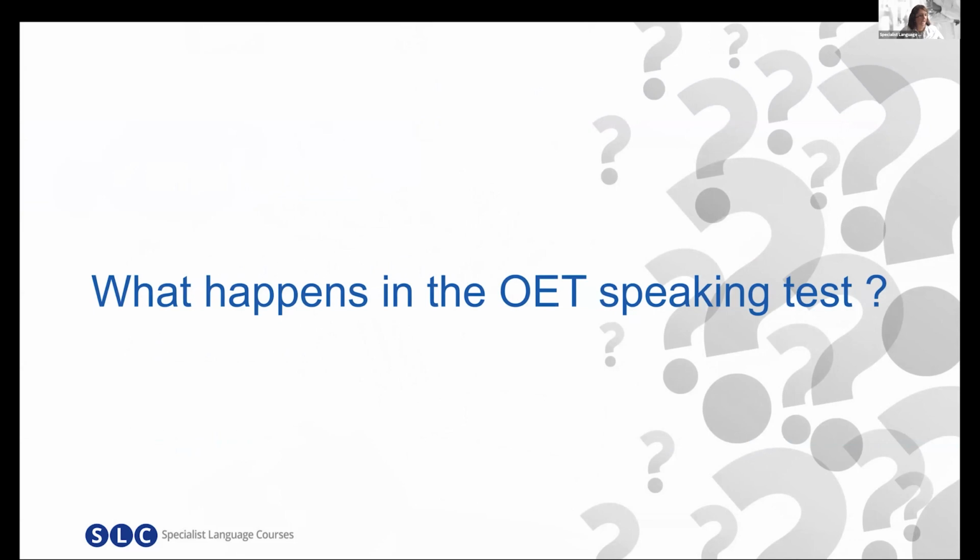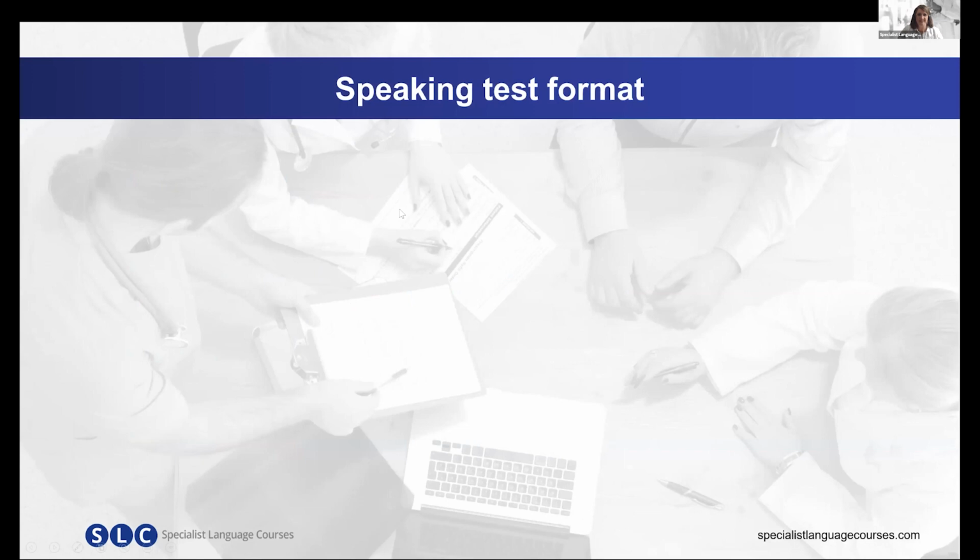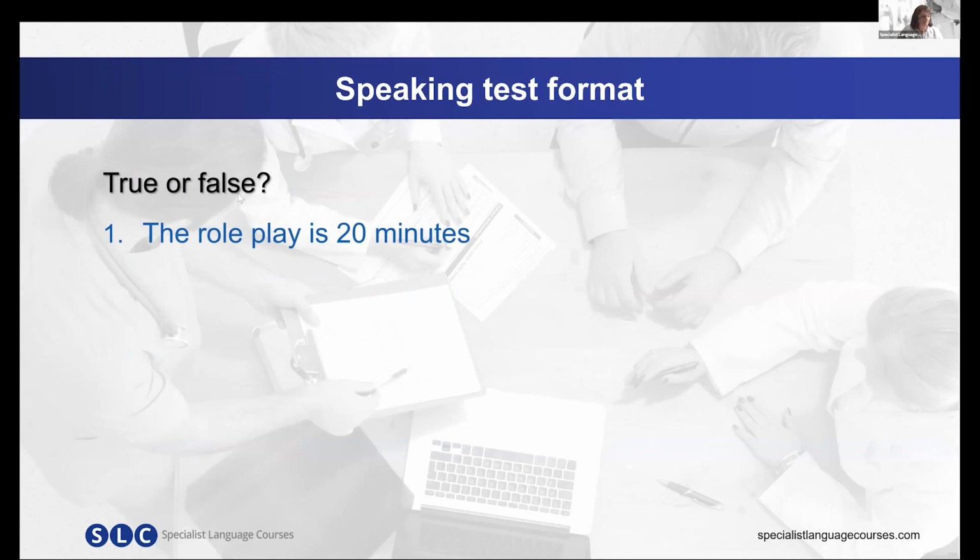So the first question, what happens in the OET speaking test? I have some statements, and I'd like you to write into the chat box if you think the statement is true or false. Statement number one, the role play is 20 minutes. Do you think this is true or false? Okay, so we've got a mixture of true and false here, interestingly. We'll have a look at all of our answers in just a minute.